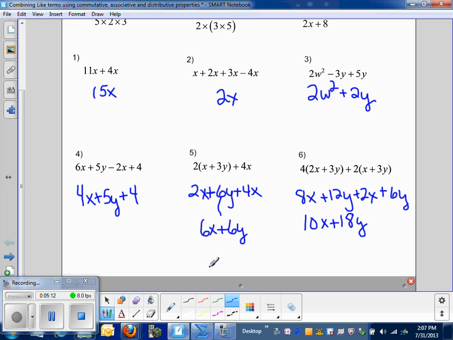So that's how you combine like terms, using the commutative, associative, and distributive property.